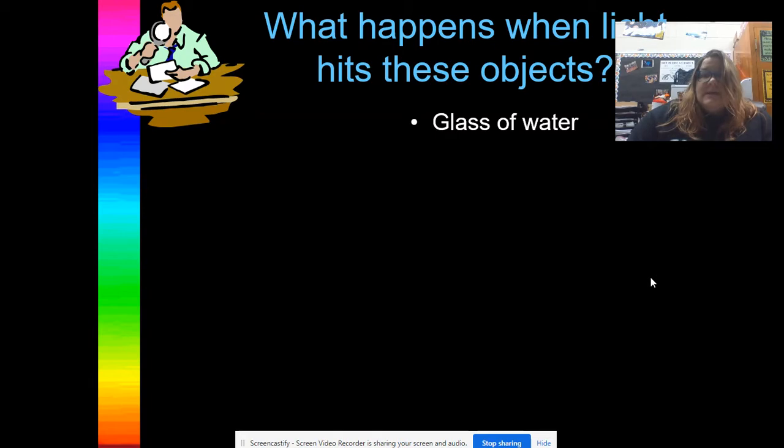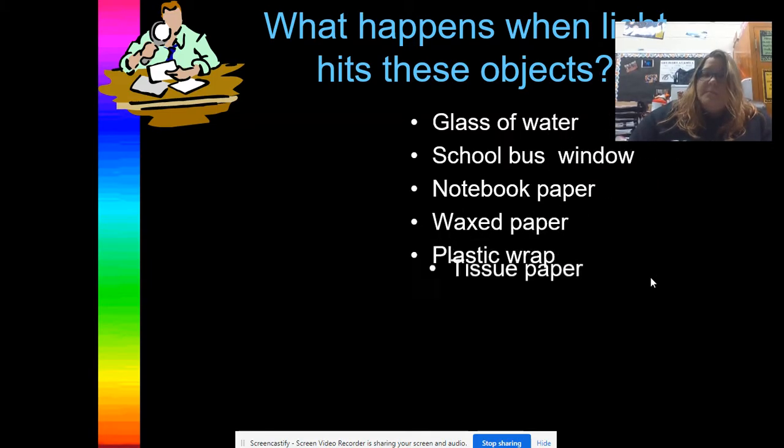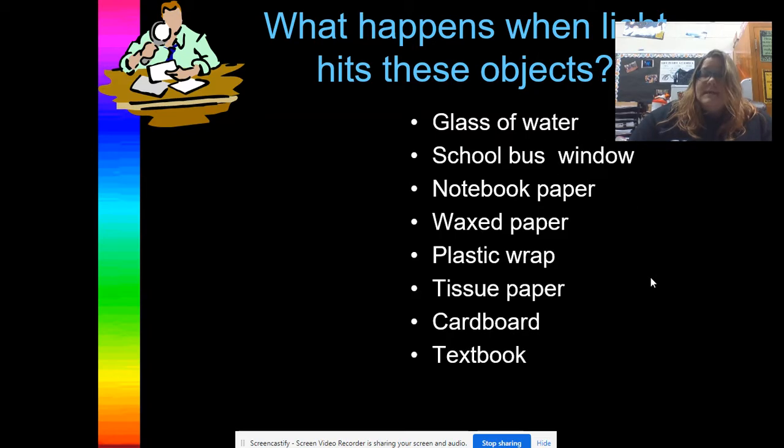Okay, so what happens? Is a glass of water transparent, translucent, or opaque? Write it down. School bus, window. Notebook paper, wax paper. What about plastic wrap or tissue paper? Cardboard. Textbook. Lens, like a microscope.